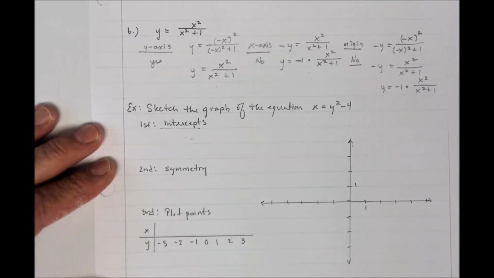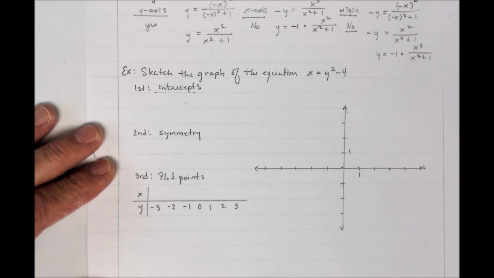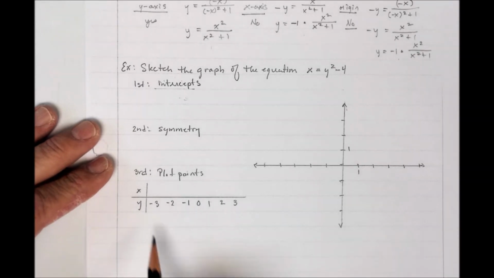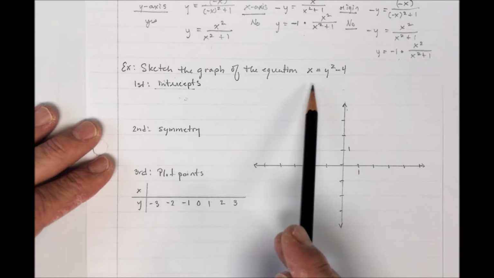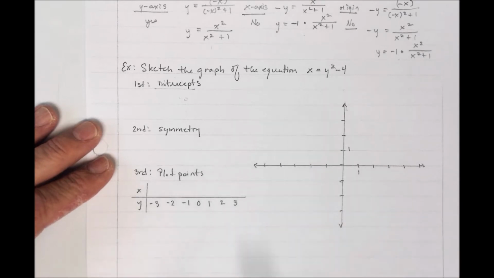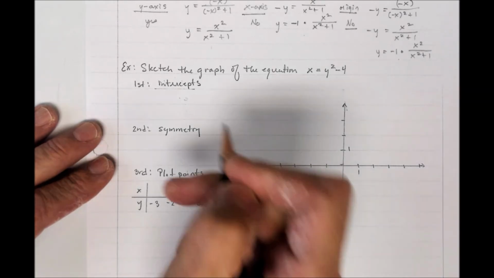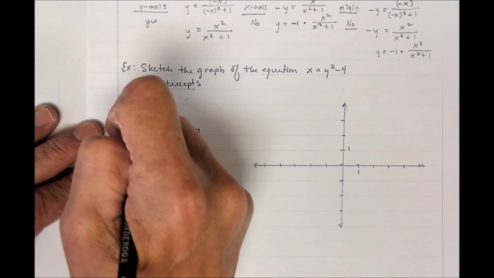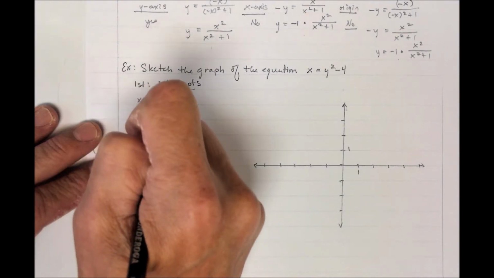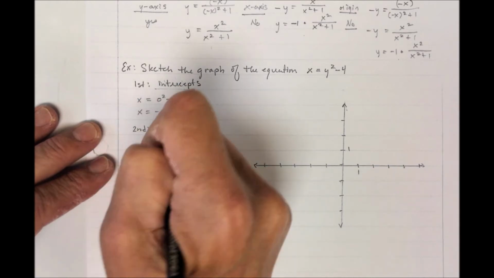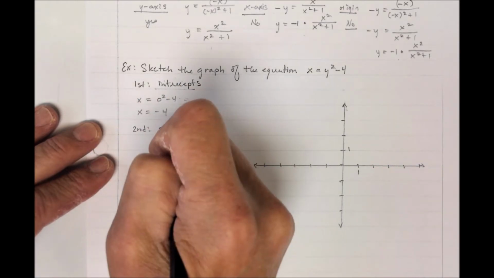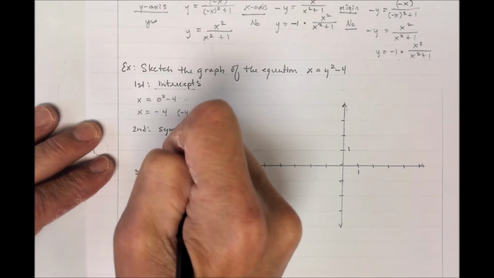Now, let's use this information for intercepts and such, and also we'll set up a t-chart if we need to, to sketch the graph of x equals y squared minus 4. Now, the intercepts. To find the x-intercept, I plug y equals 0 in, so that would give me 0 squared minus 4, so I would get x equals -4. That would mean I have the x-intercept at (-4, 0).